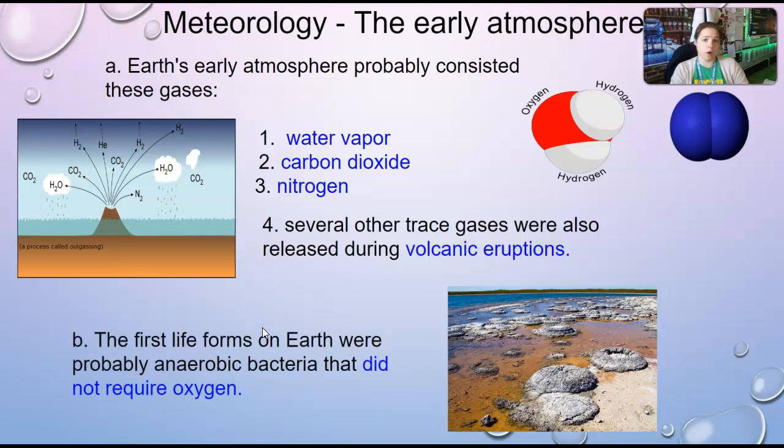And according to page 8 of our reference table, a little bit further on, after the Earth really started getting going, you had the first life forms on Earth that were probably anaerobic bacteria that did not require the oxygen. Remember, they were found usually in water, and this is what the stromatolites looked like.